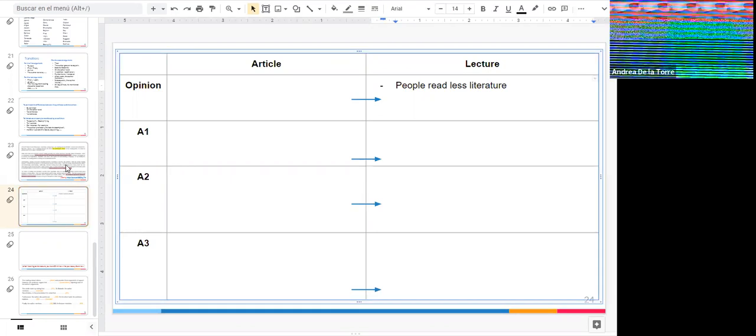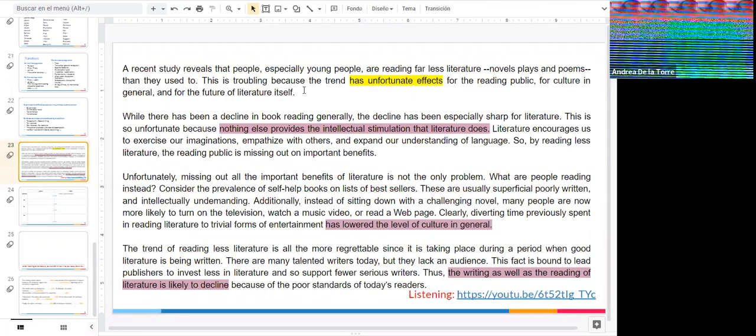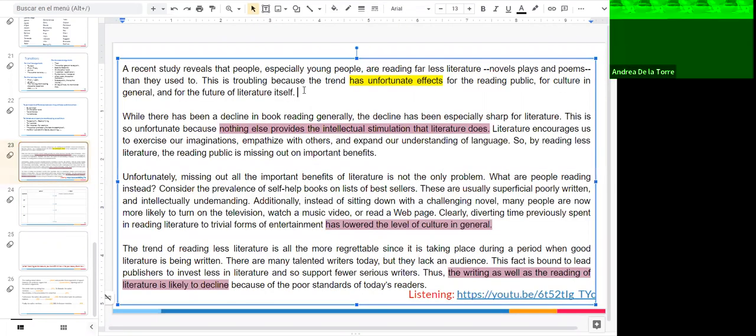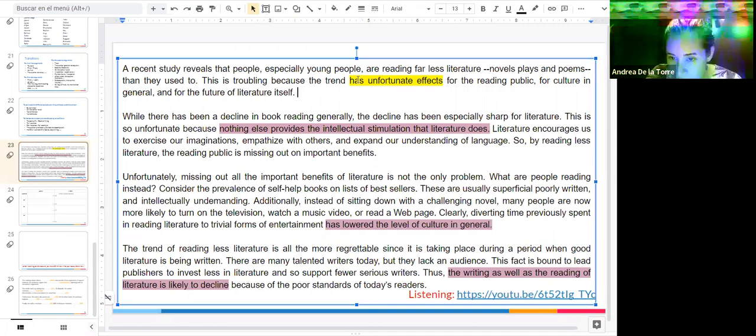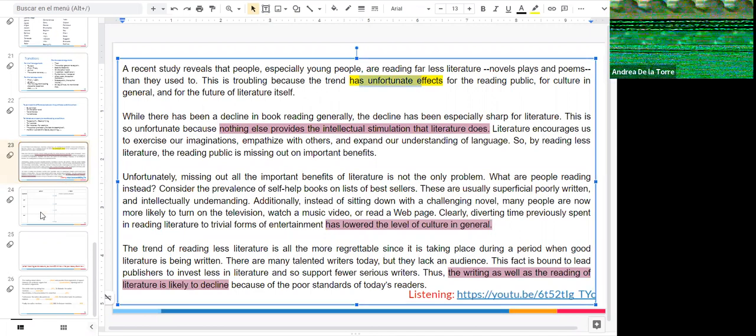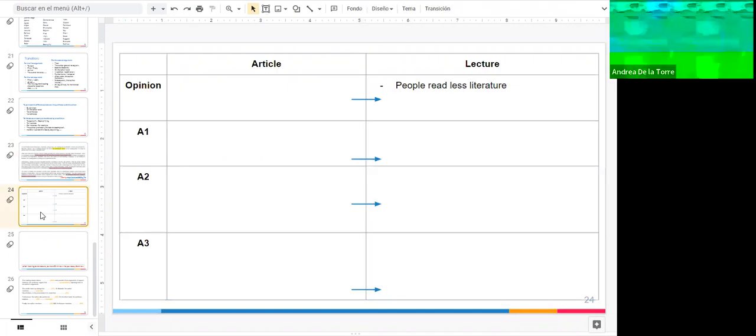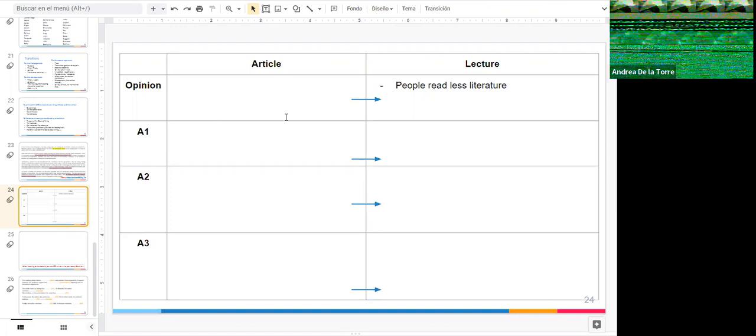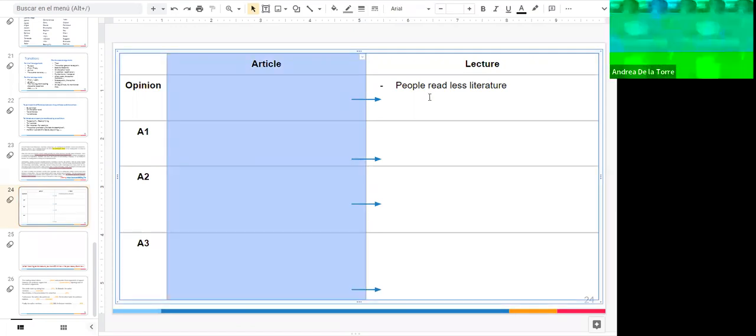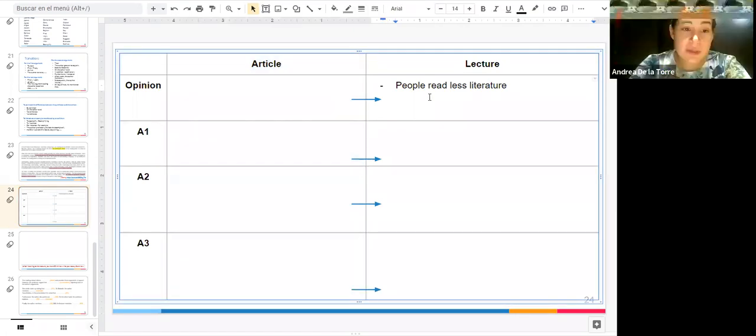But remember, the author had an opinion about that. The author said that that was a bad thing, that that wasn't so good, that it was a negative or an unfortunate thing. Now remember we said the professor in the lecture will always object, contradict whatever the article said. So what was the professor's opinion about this?